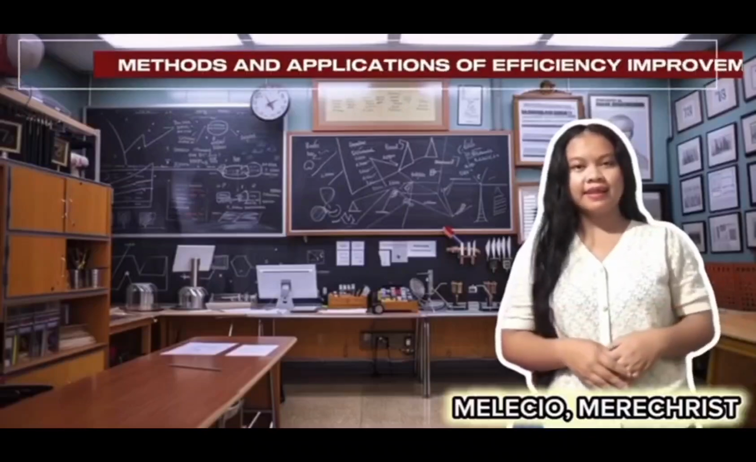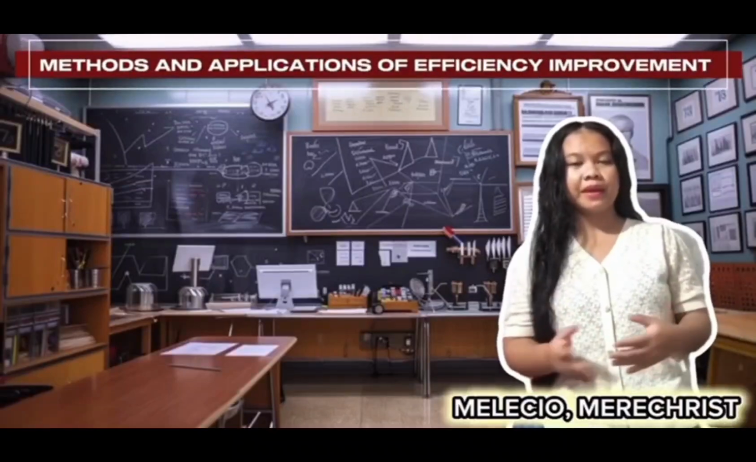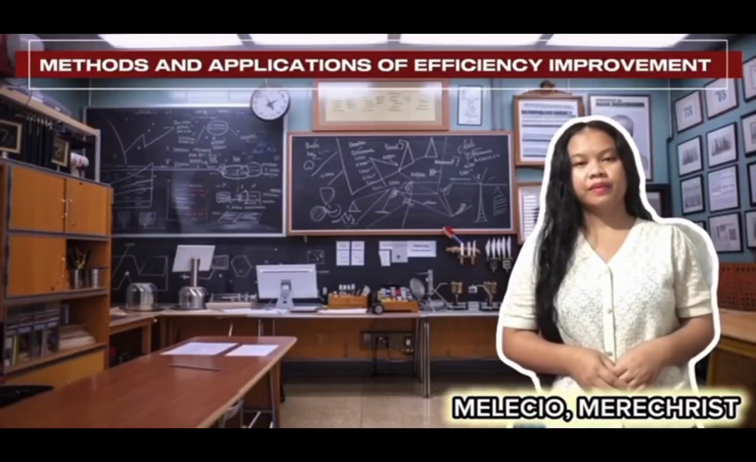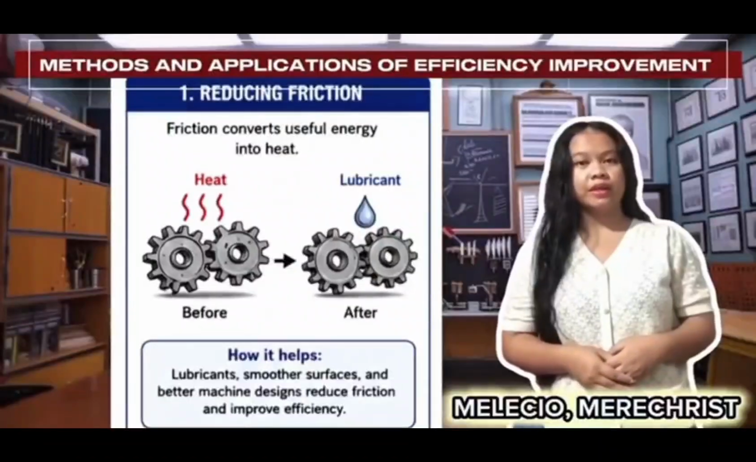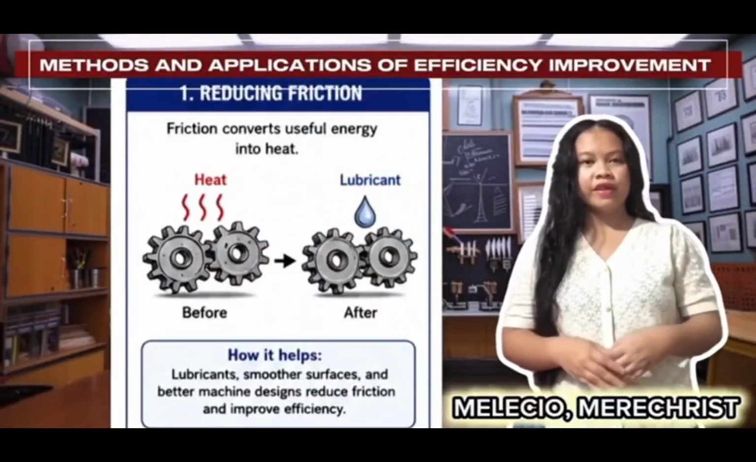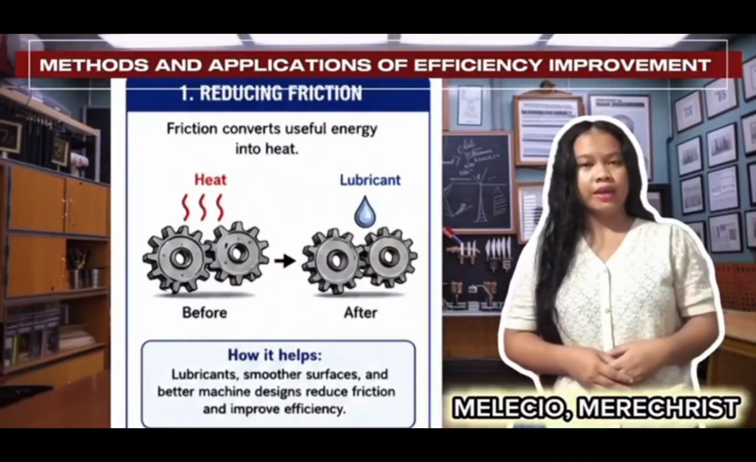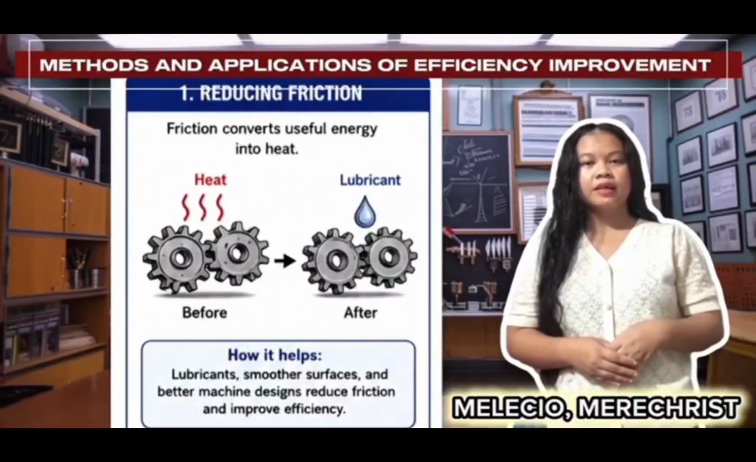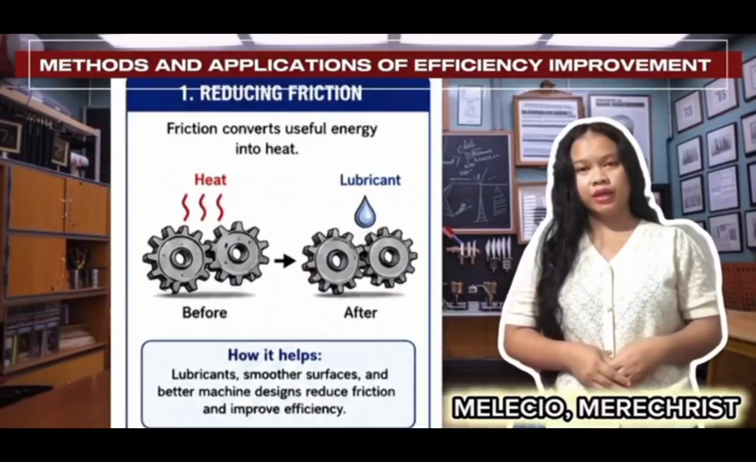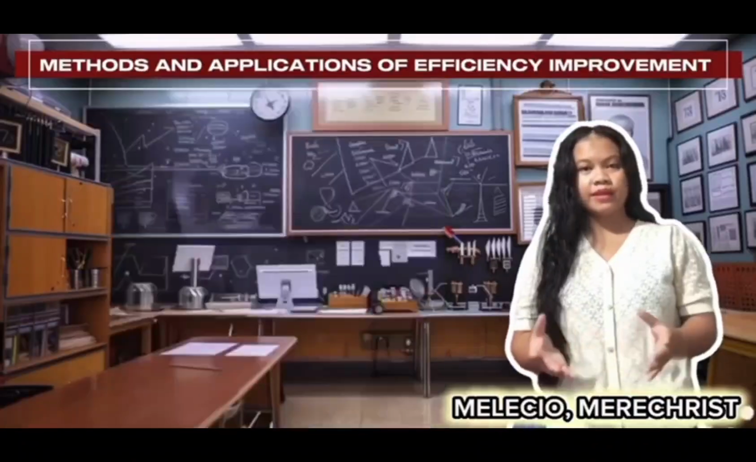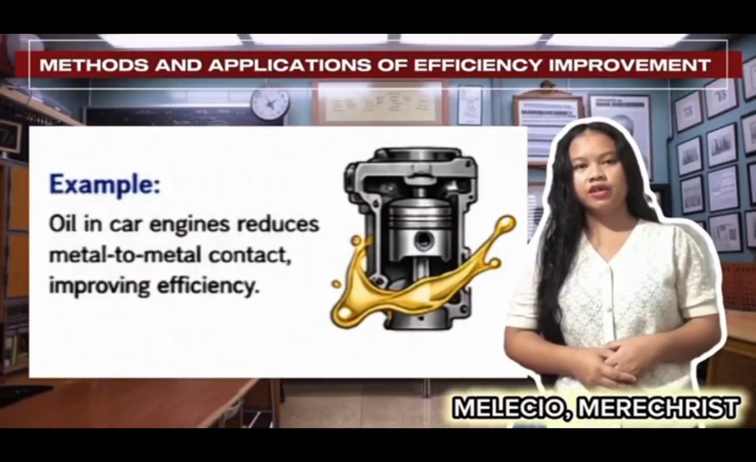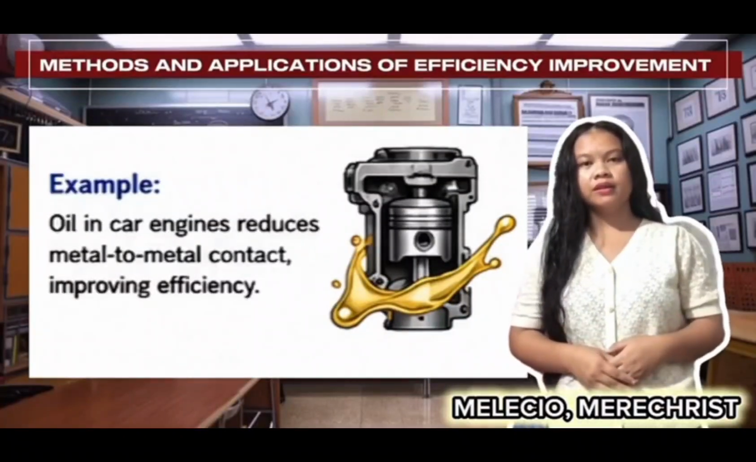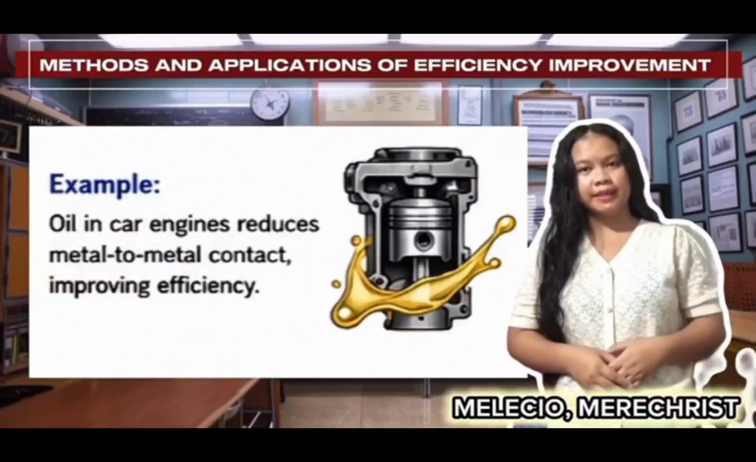Now, let's discuss the methods of efficiency improvement and real-life applications. The first method is reducing friction. Since friction converts useful energy into heat, engineers use lubricants, smoother surfaces, and better machine designs. For example, oil in a car engine reduces metal-to-metal contact, improving efficiency.